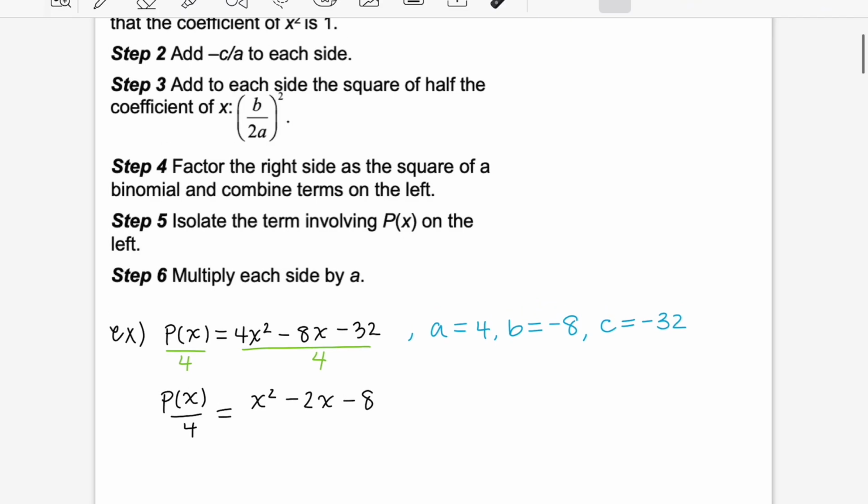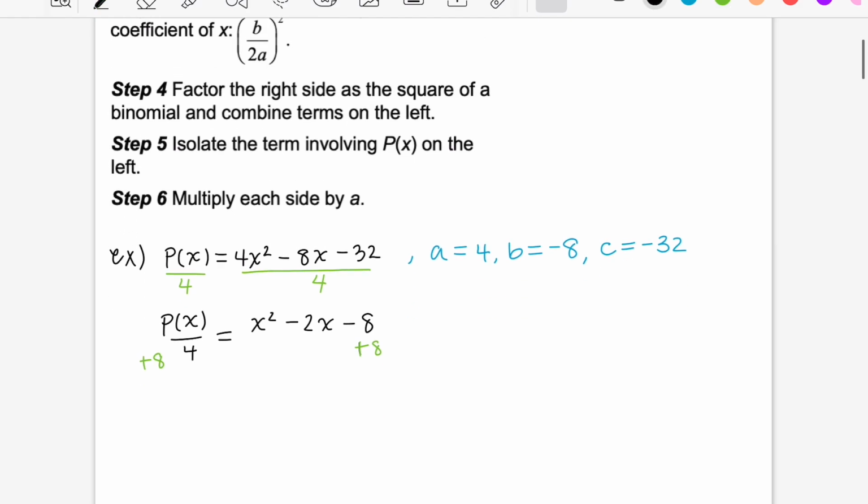Okay. The next step is we want to add minus c over a to each side. Okay, so this term, this minus 8 here, was c over a. So we're just going to add it to both sides of our equation. So then we'll get p of x over 4 plus 8 on this side, and then we just have x squared minus 2x on this side.